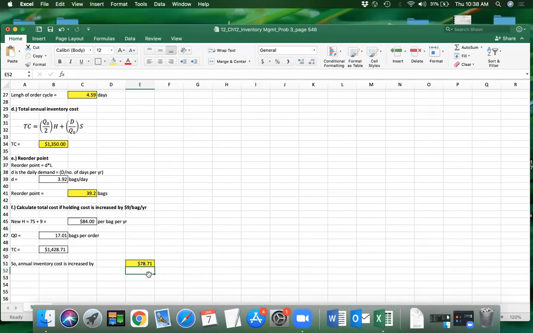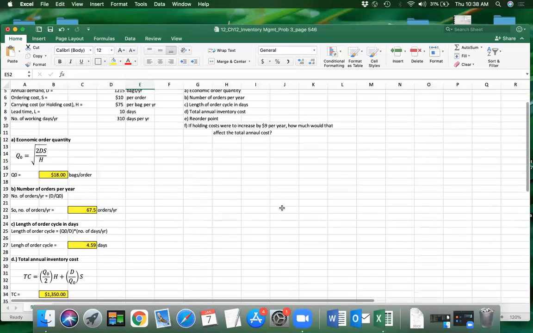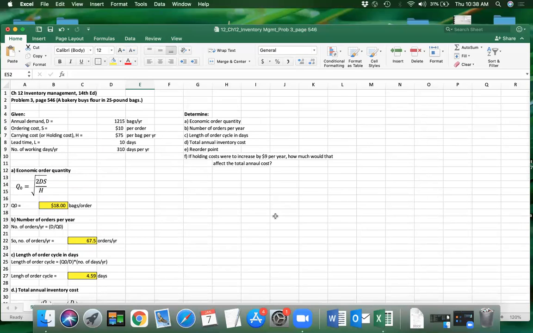So this is how you should solve a simple problem based on an inventory management system.